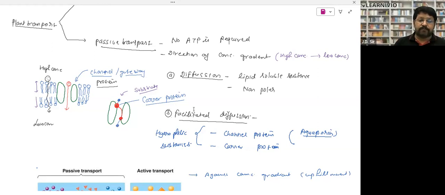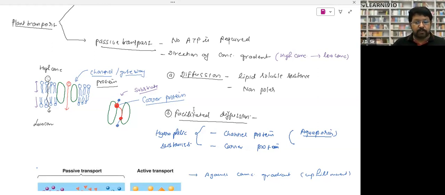One thing is clear: fat soluble substances can pass directly through the bilayer of lipid, but water soluble substances cannot, so they pass through the intrinsic protein channel. These are called channel or gateway proteins. There is a process called facilitated diffusion. In facilitated diffusion, energy is not required, but within this protein there is a carrier protein, which I have shown with red color. It picks up the substrate, carries it along, and then leaves it at the next end. This is called facilitated diffusion.